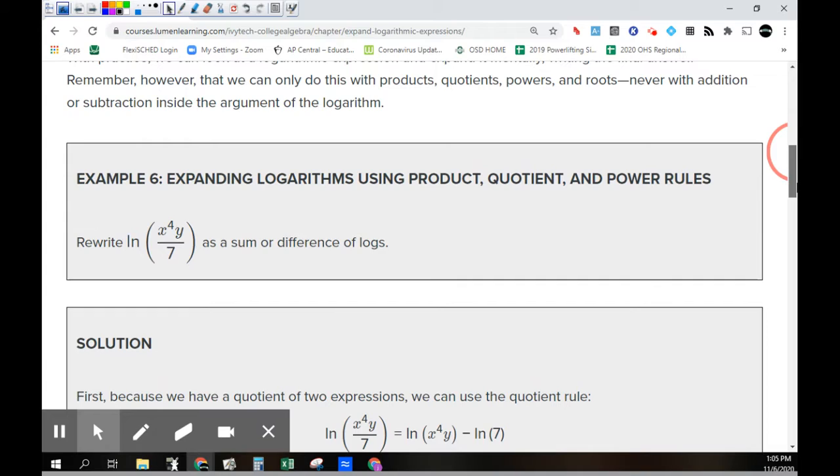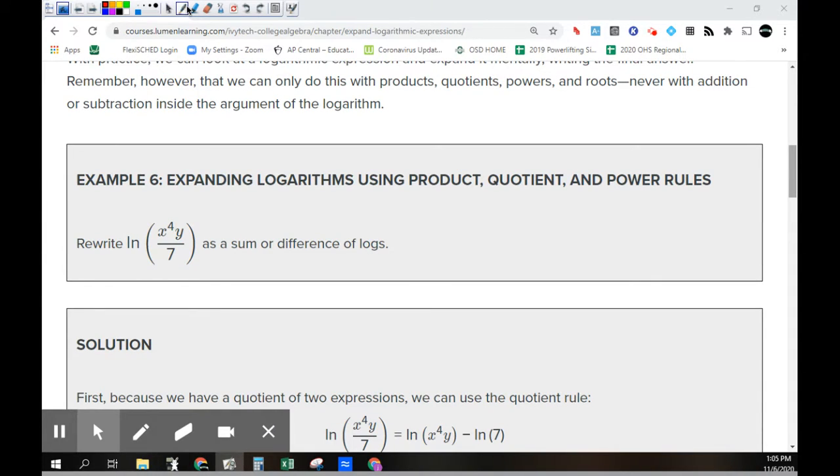All right, so now we're going to work on this one, natural log of x to the fourth y over 7. In this case, the very first step is, it's easy to miss the natural log right there, so this is going to be natural log of x to the fourth y minus natural log of 7. So there's the quotient rule. Now I have a product in here. So natural log of x to the fourth plus natural log of y minus natural log of 7.